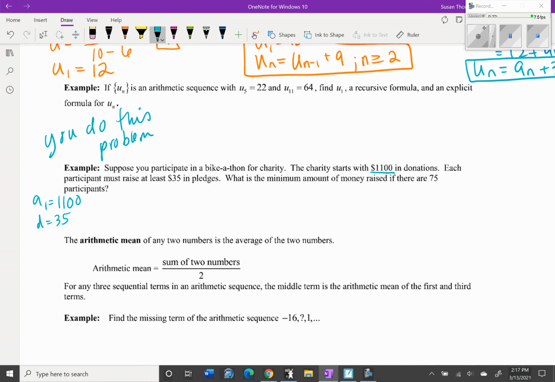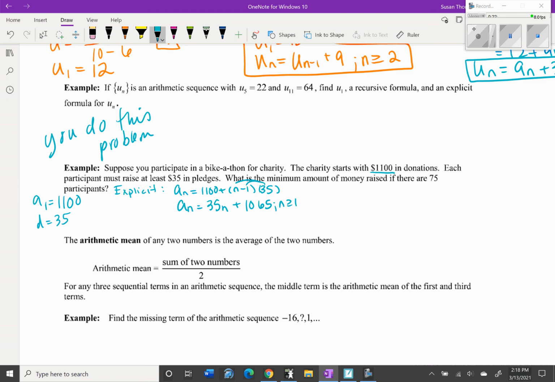So then for the explicit form, we're going to use that one to help us solve this. We have a sub n equals 1,100 plus n minus 1 times 35. And if we simplify this, we would get a sub n equals 35n plus, and then it would be 1,100 minus 35, which is 1,065 for n values greater than or equal to 1.